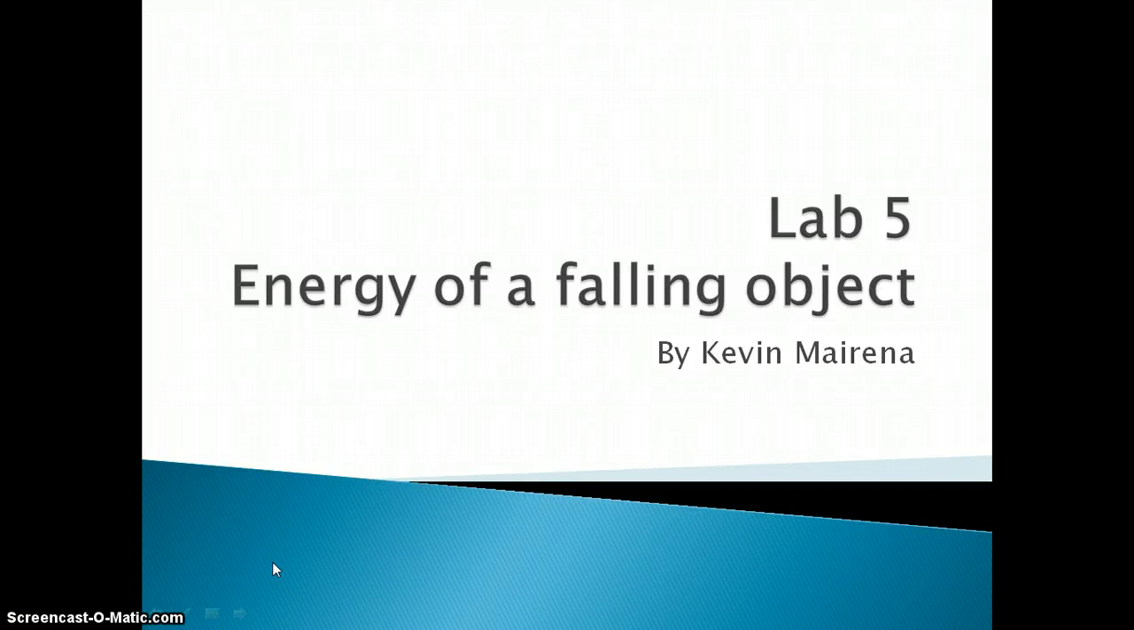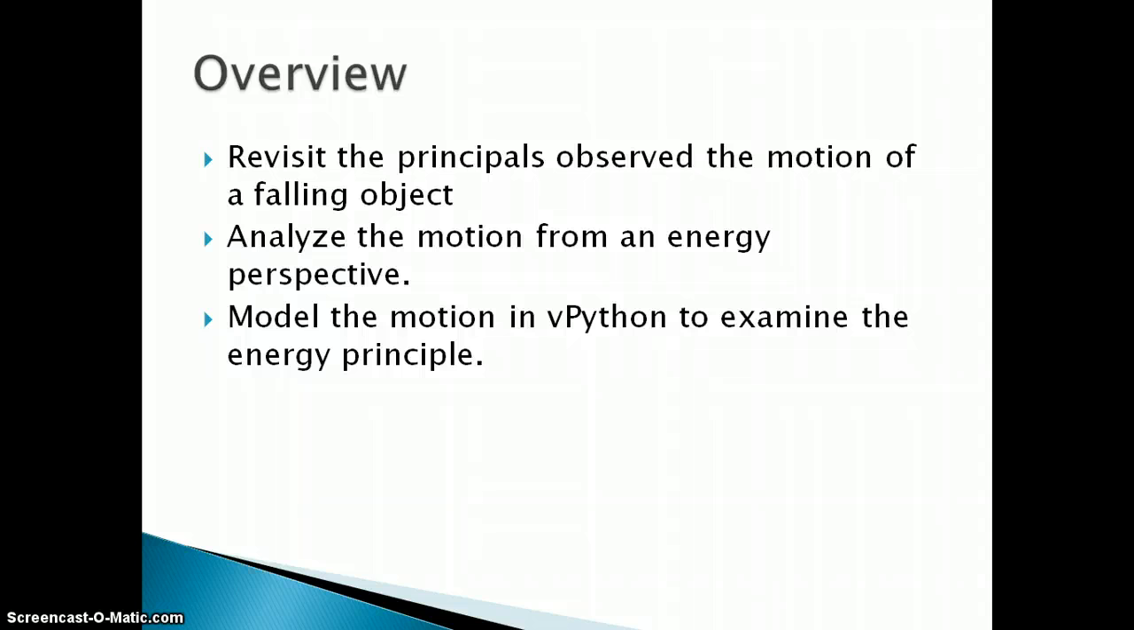This is Lab 5, the energy of a falling object. In this lab, we revisit some of the principles in Lab 2 of observing the motion of a falling object, except this time we use the knowledge acquired of the energy principle in order to analyze the motion and examine the energy of the system.